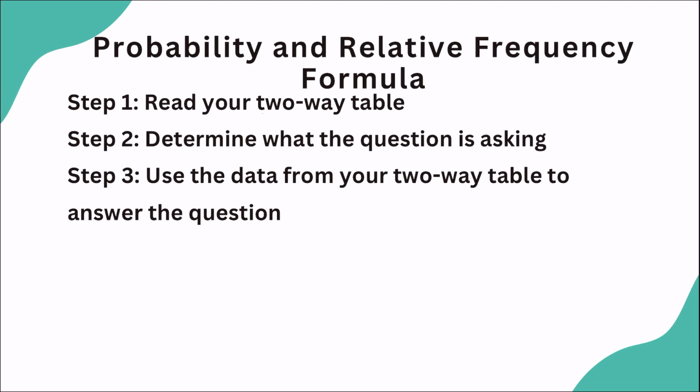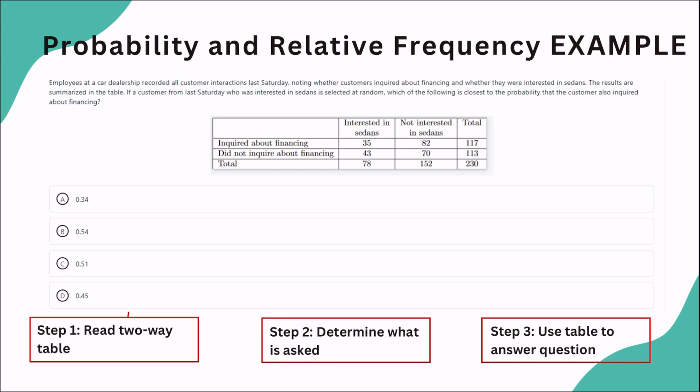So our formula for these is going to be to read our two-way table. We're going to determine what the question is asking. And then we're going to use the data from our two-way table to answer the question. So first, we're going to read our two-way table. We see that the two things that we are looking at are whether people inquired about financing or didn't inquire about financing, and whether they were interested in sedans or not interested in sedans.